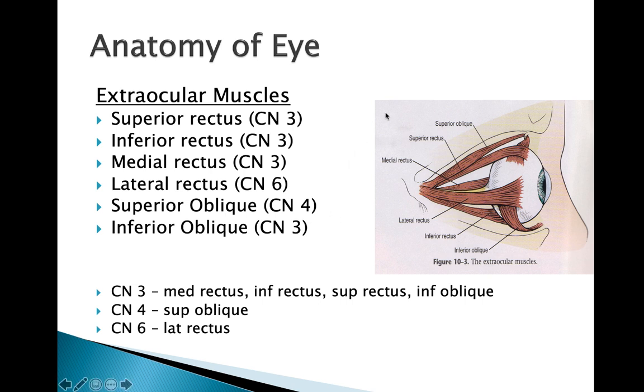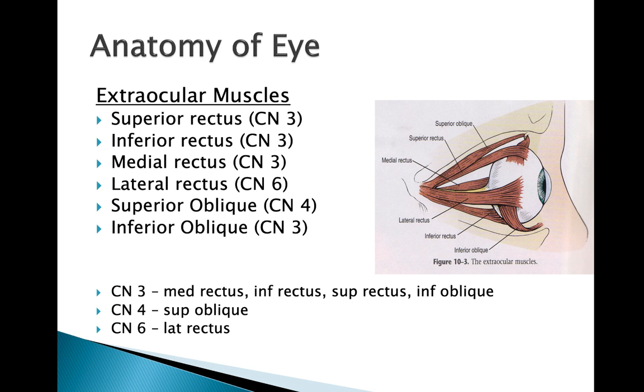So this is one of the most important slides in the entire slide deck. If you don't have a good understanding of the cranial nerves of the eye, you're going to have a hard time answering questions for the PANCE and PANRE exam. So a lot of the questions will have some portion of a cranial nerve embedded in the question.